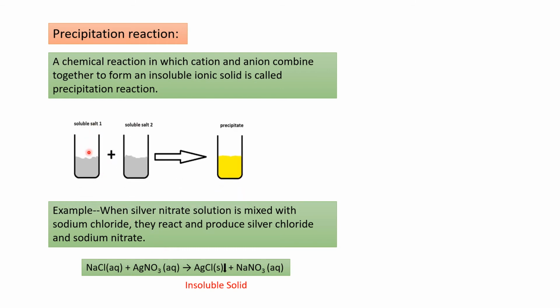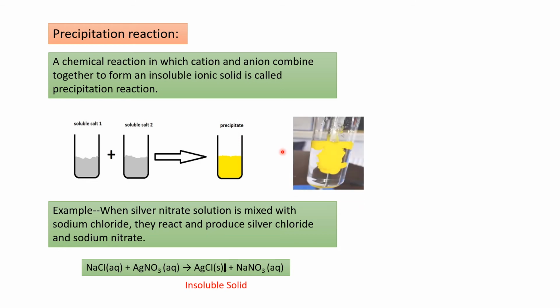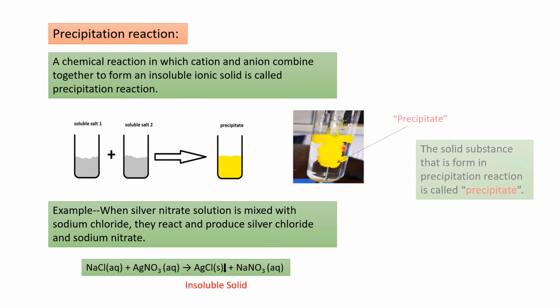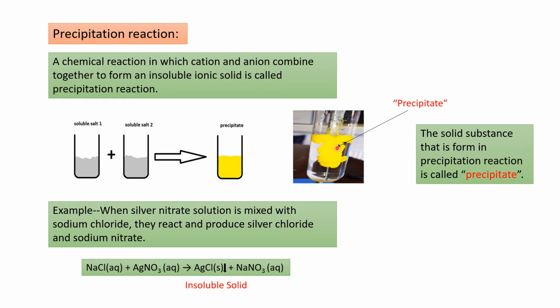Here soluble salt 1, soluble salt 2. Sodium chloride and silver nitrate both are soluble salts. When they react, they produce an insoluble ionic solid that is called precipitate. Precipitate: the solid substance that is formed in a precipitation reaction is called precipitate.